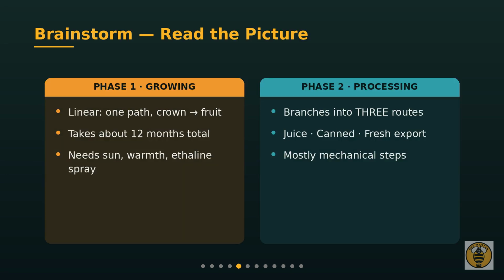Now let us brainstorm. The key is to spot the 2 big phases. Phase 1 is growing. It is a single, linear path that turns a crown into a fruit over about 12 months, needing sunshine, warmth, and a chemical spray. Phase 2 is processing, where the fruit branches into 3 separate routes: juice, canned pineapple, and fresh fruit for export. Spotting these 2 patterns gives us our overview.